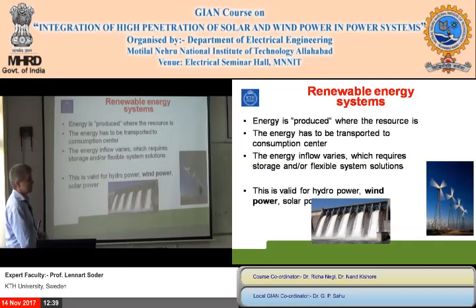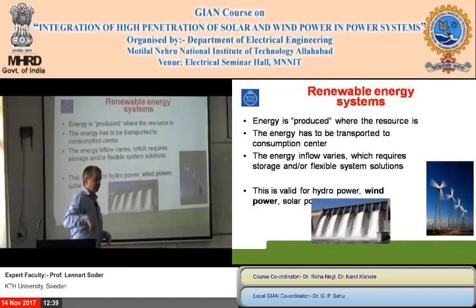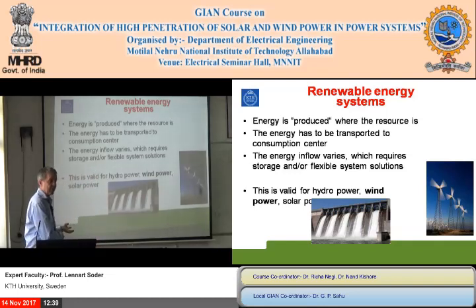Then, of course, this means that you have to have lines. And then it varies. Solar power varies like this. Wind power, sometimes it is windy. Hydropower, some years it rains, sometimes not. So this is the fundamental issue, and because of this, you have to handle it in some way.